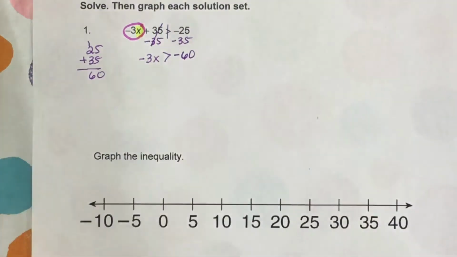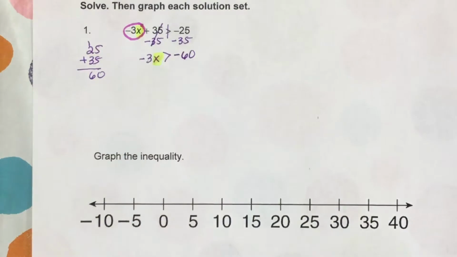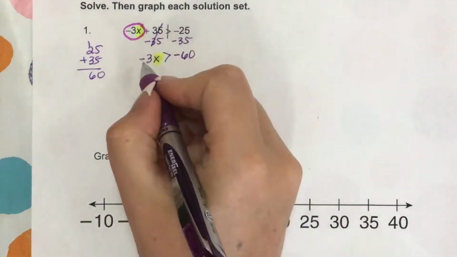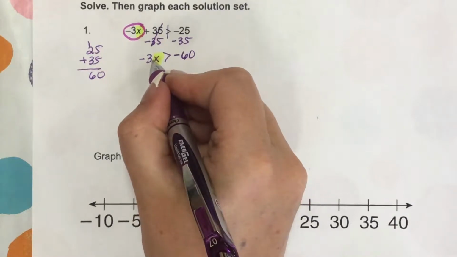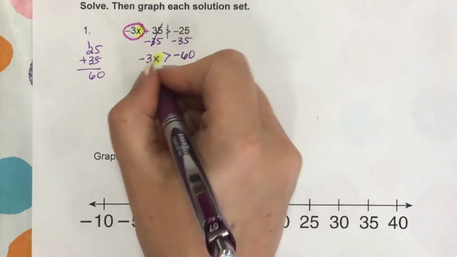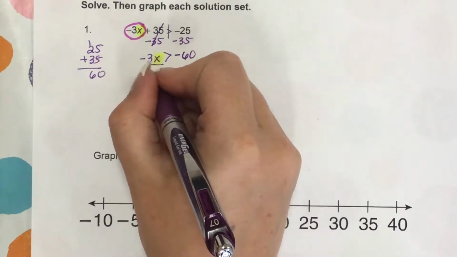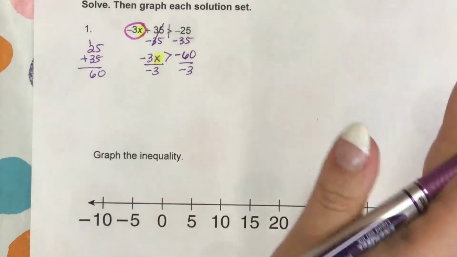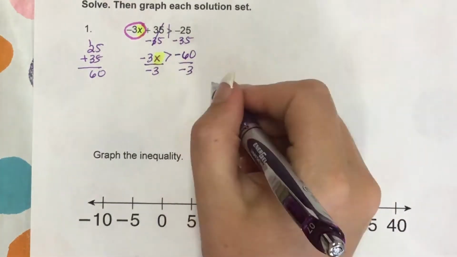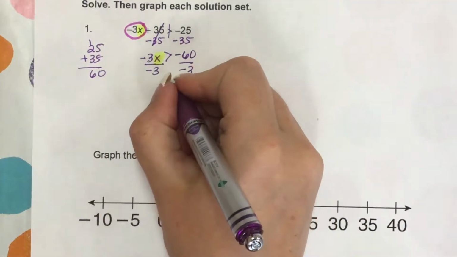Perfect. So x is not by itself. It's close. I need to get x by itself. So what's around x? What's around x is this negative 3. How is negative 3 related to x? It's related to x through multiplication. So we have to do the inverse operation of multiplication, which would be division. So we're going to divide both sides by negative 3. Wait, hold up. We just divided both sides by a negative 3. We need to flip that sign. So we need to flip it.